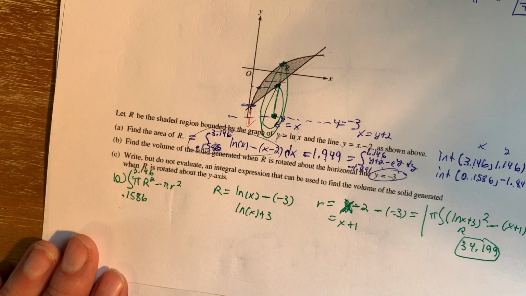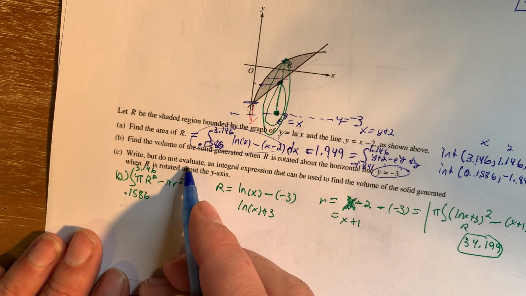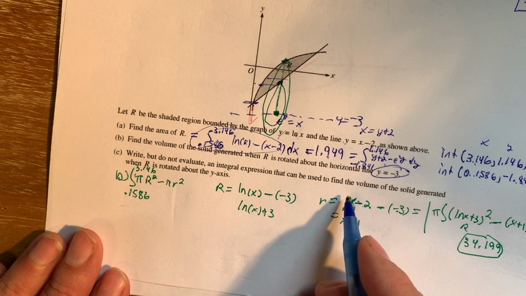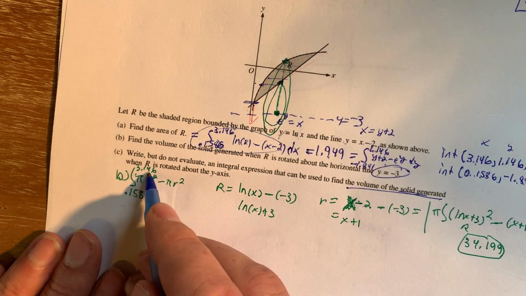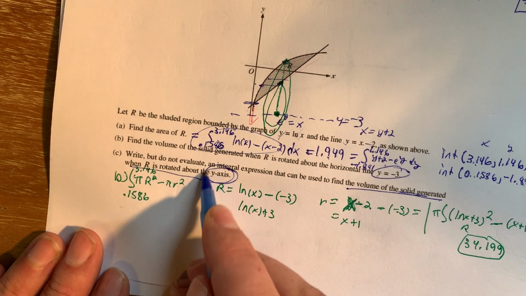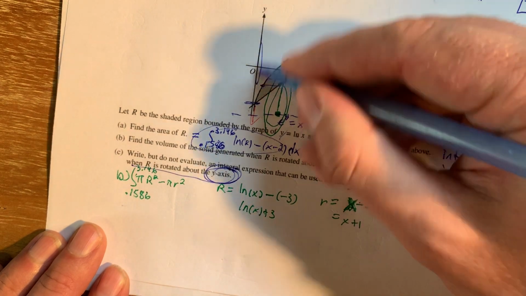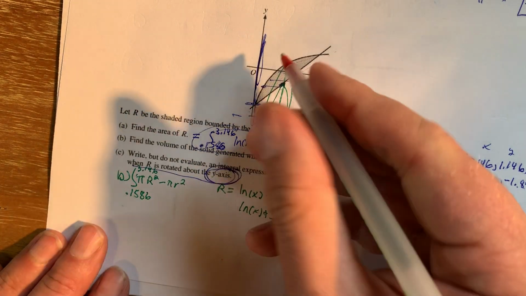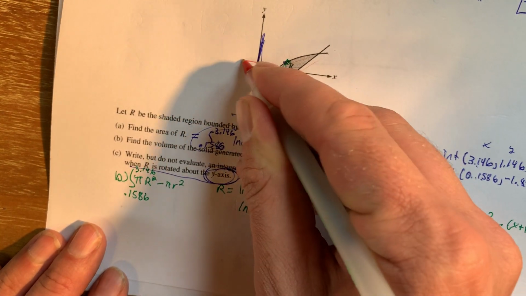All right, the last one. Try to do it on your own. Write, but do not evaluate, an integral expression that can be used to find the volume generated if R is rotated around the y-axis. So here's the y-axis, and we're revolving R around the y-axis.